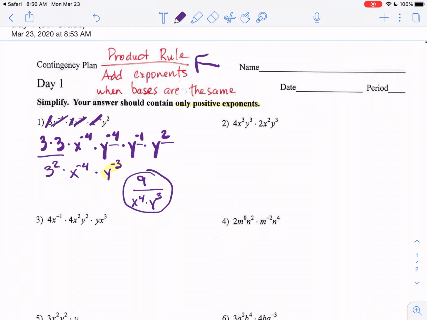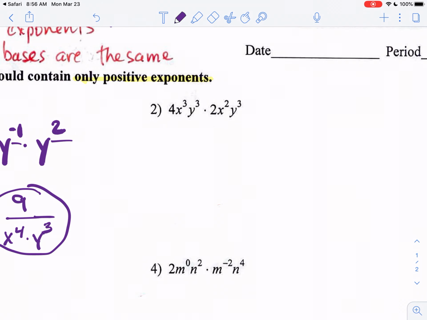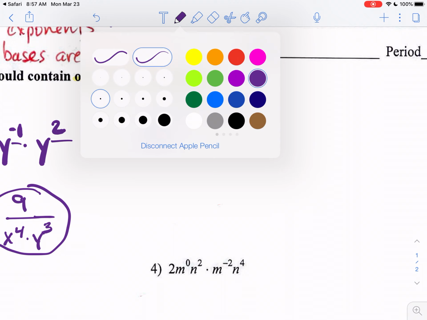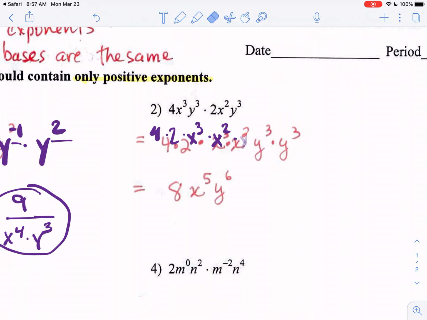And that's my answer. All right, so number 2, we have 4 times x cubed, y cubed times 2 times x squared times y cubed. So again, I'm going to put things together that have similar bases. So 4 times 2 times x cubed times x squared times, oh, not that.